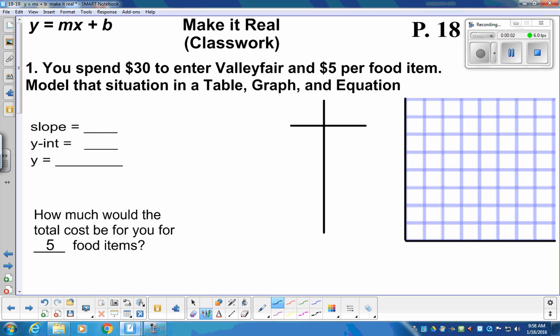Hey, seventh grade. So our learning target for today is really to talk about y equals mx plus b, and we're going to make it real. So we're going to talk about when in real life we would experience this y equals mx plus b situation. You should be on page 18.